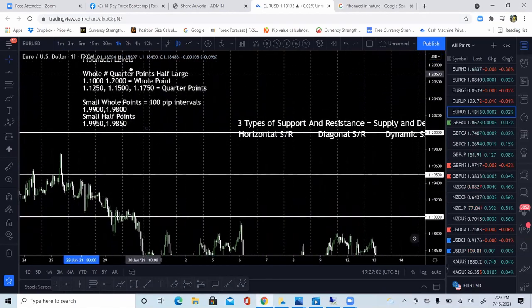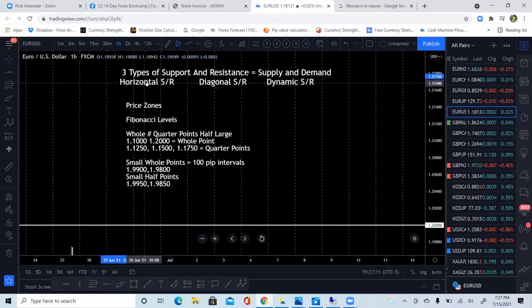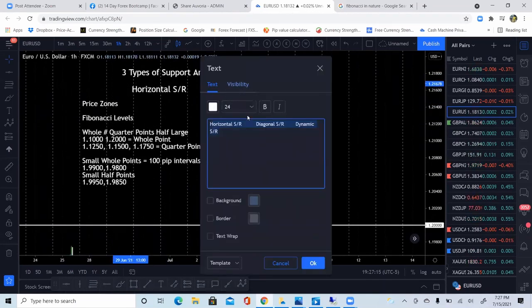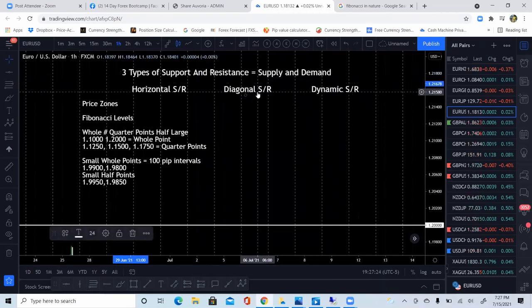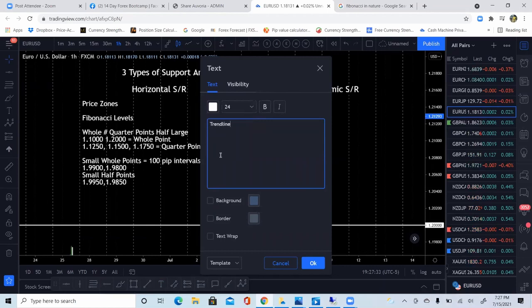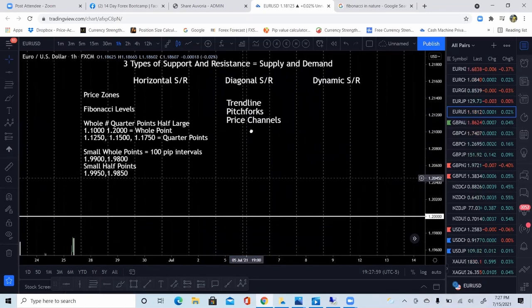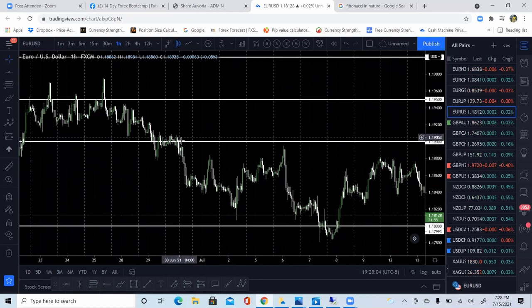So the next one we have is your diagonal support resistance. So let's move this up. So your diagonal support resistance would include your trend lines, your pitchforks, and your price channels. So trend lines, pitchforks, and price channels. These are pretty self-explanatory on a description level, but let me show you what it looks like visually. So let's get these out the way.